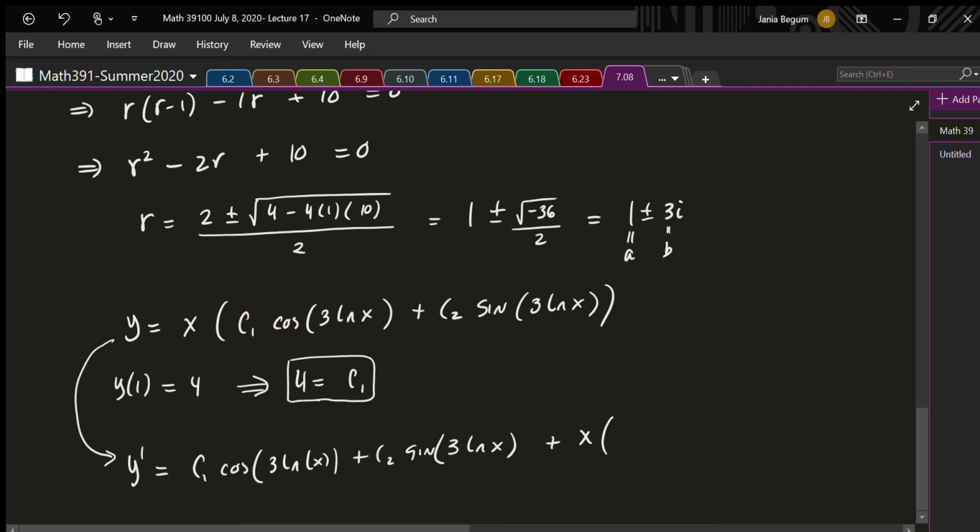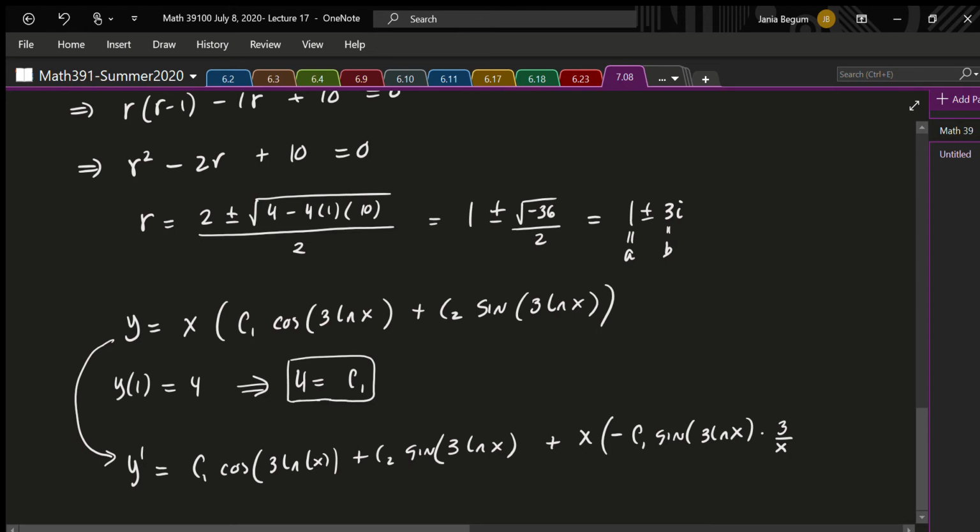So cosine, derivative of cosine is negative sine. So we have negative c1 sine of 3 ln of x times the derivative of the inside. So that would be 3. Derivative of ln of x is 1 over x. So that's the first part.